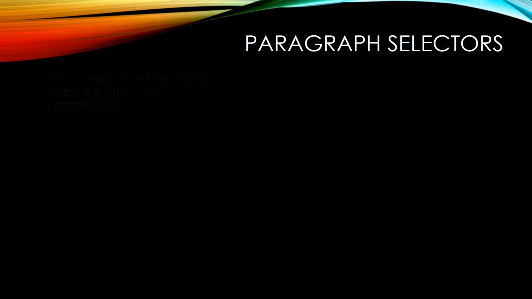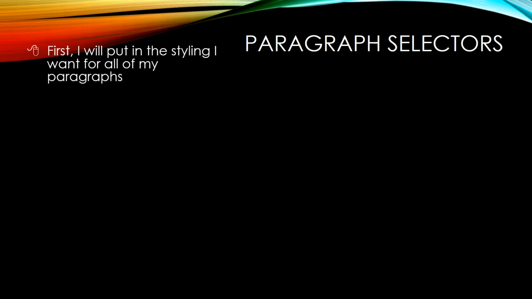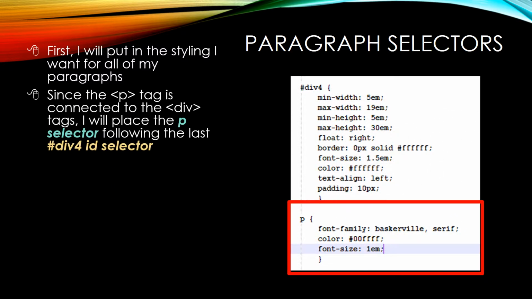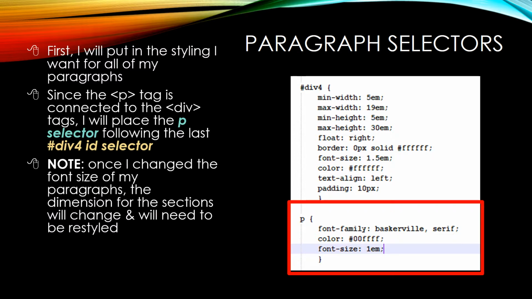Paragraph selectors will be the first one we are going to talk about. First, I need to put styling in for all of my paragraphs. Since the paragraph tag is connected to the div tags, I will place the paragraph selector following the last div ID selector up in the style section. If you notice the diagram to the right, I am changing all of my paragraph selectors to have a font family that is Baskerville, a color, and a font size.